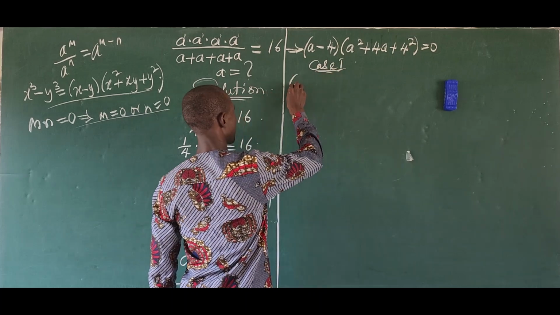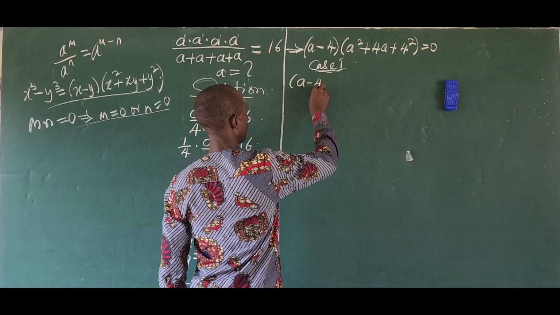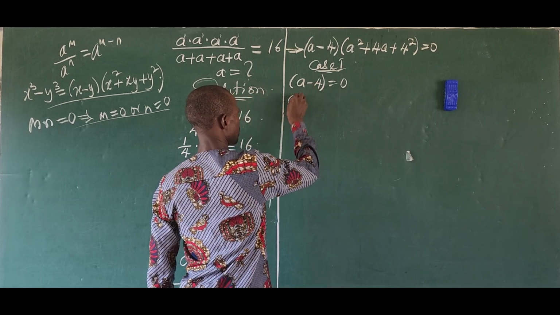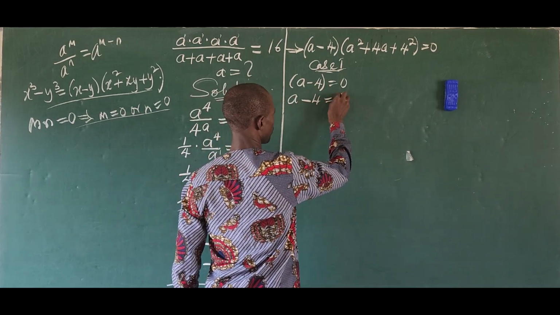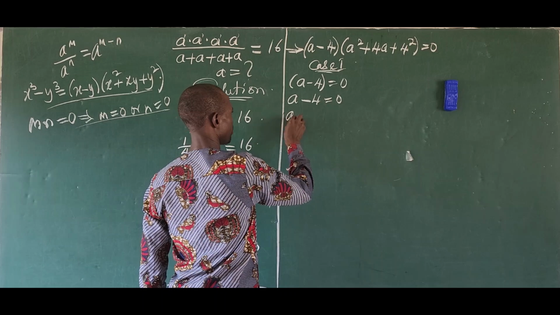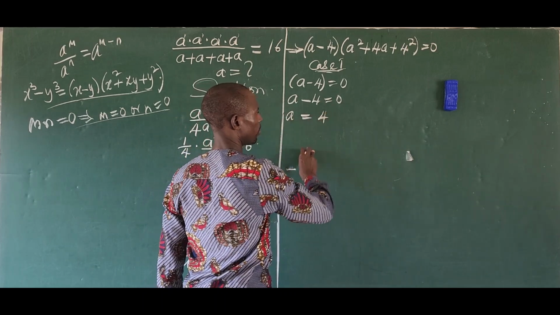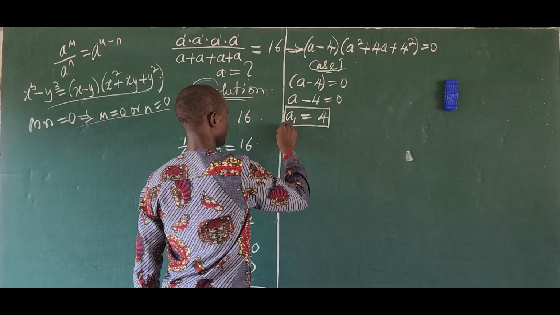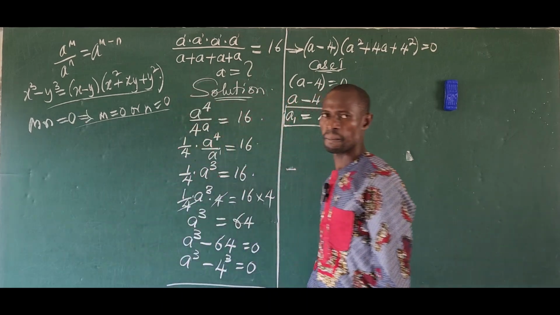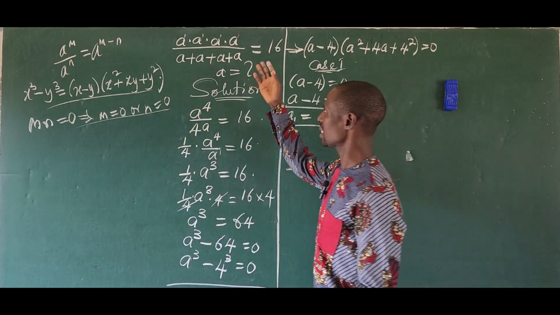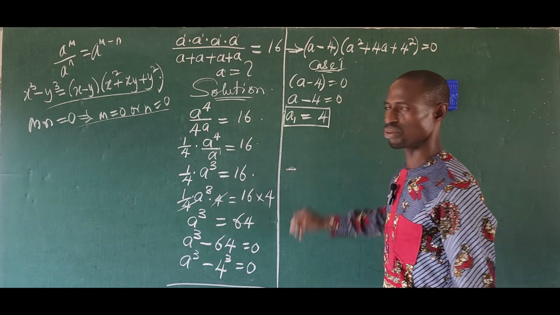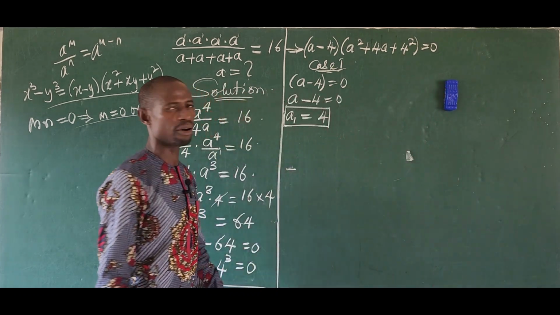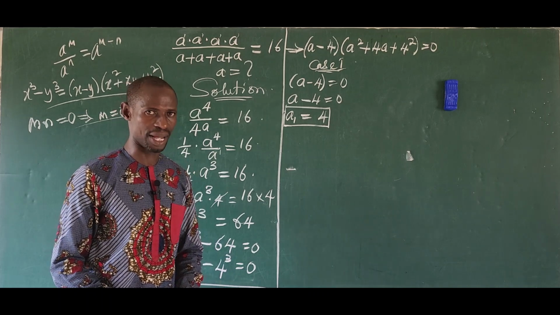Case 1, we're going to have (a - 4) = 0. If we open this, it's the same thing as a - 4 = 0. Send this to this side, so we have a = 4. This is our a1, the first root that will satisfy this challenge: a = 4. Okay, let's look for the other two roots, because we have to look for 3.